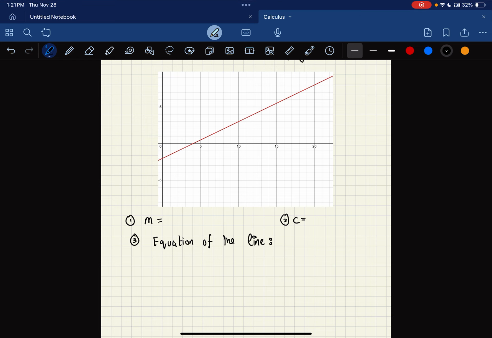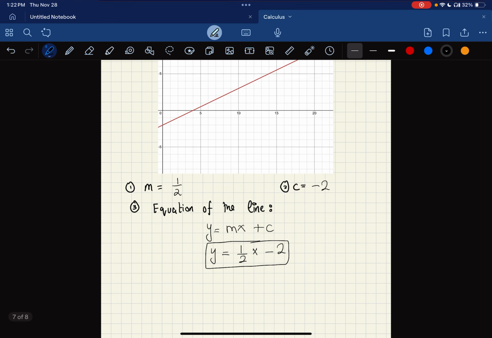Well, if you have calculated everything correctly, you would figure out that the slope is 1 over 2, and the y-intercept, you can just read it off the graph, it's going to be negative 2. And hence the equation of the line is going to be y equals mx plus c, right? So we will replace the m with its value, which is 1 over 2, and we will replace the c with its value, which is negative 2. Okay, so that's going to be our equation of the line.